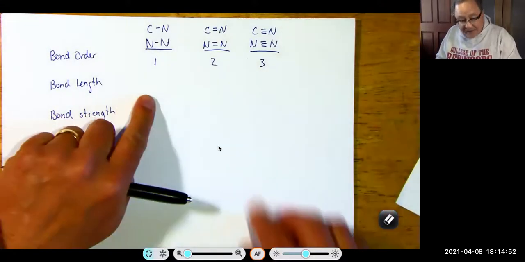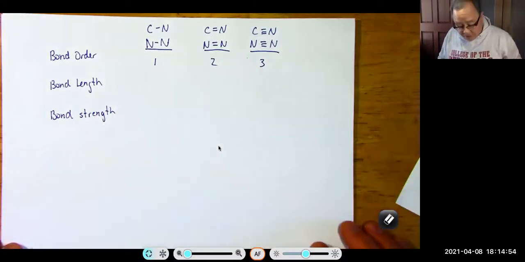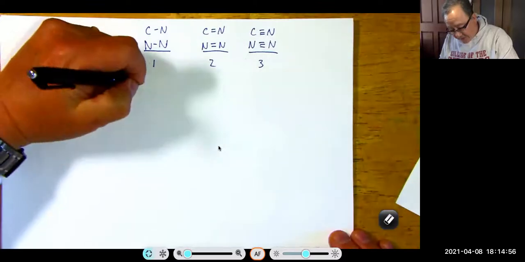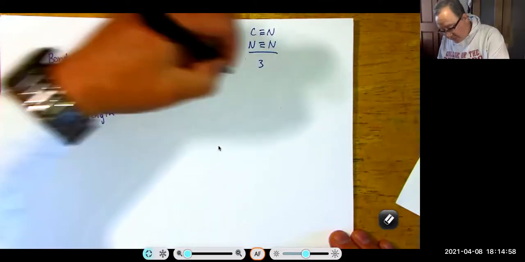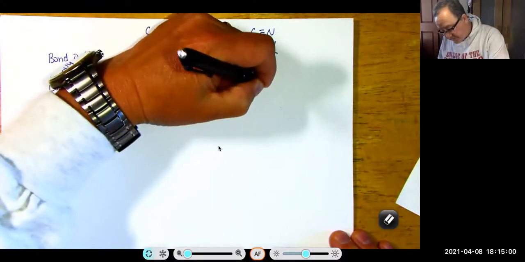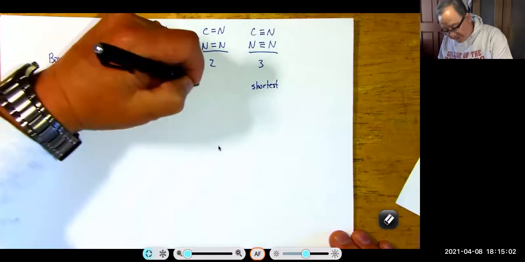The bond length, since we're not memorizing numbers, you would say that this one is the longest, this one is the shortest, and this one is the middlest.